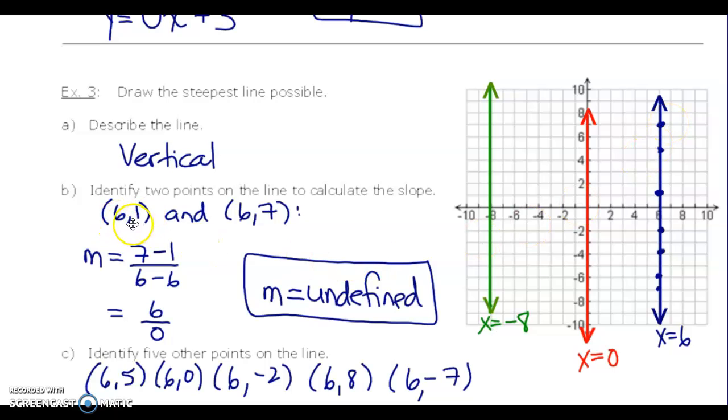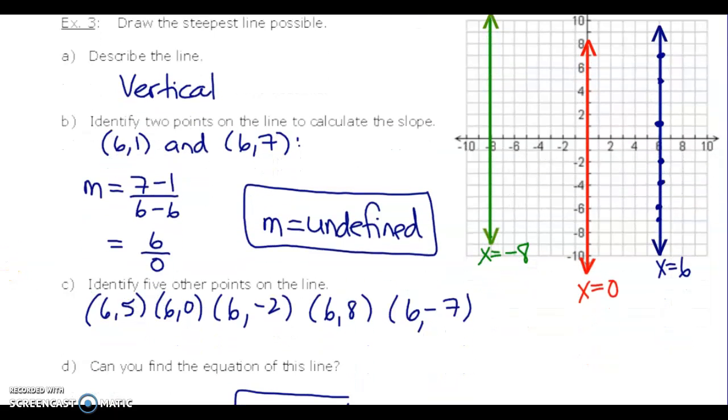I'm going to use these 2 points, x1, y1, x2, y2, to calculate my slope. And what happens here is when I go ahead and calculate, I end up with 6 over 0. So I can't take 6 and divide by 0. That's undefined, which means my vertical line has an undefined slope, a slope that we cannot calculate. So if I were to choose several other points on this line, what do you notice about all these points? All these points on my blue line, they all have something in common. They all have an x value of 6.